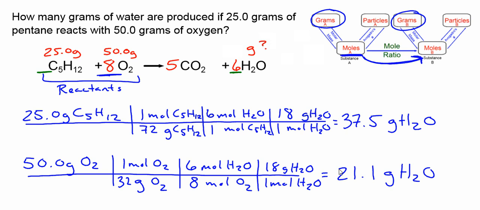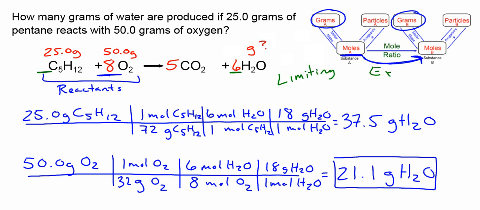So what is my final answer, and how do I interpret this? What it means is if I just had that much C5H12, I would make 37.5 grams of water. If I had 50 grams of oxygen, I'd make 21.1 grams of water. So I'm only going to be able to make the least amount. So I box the answer. Little bonus question. What is my limiting and what is my excess reactant?